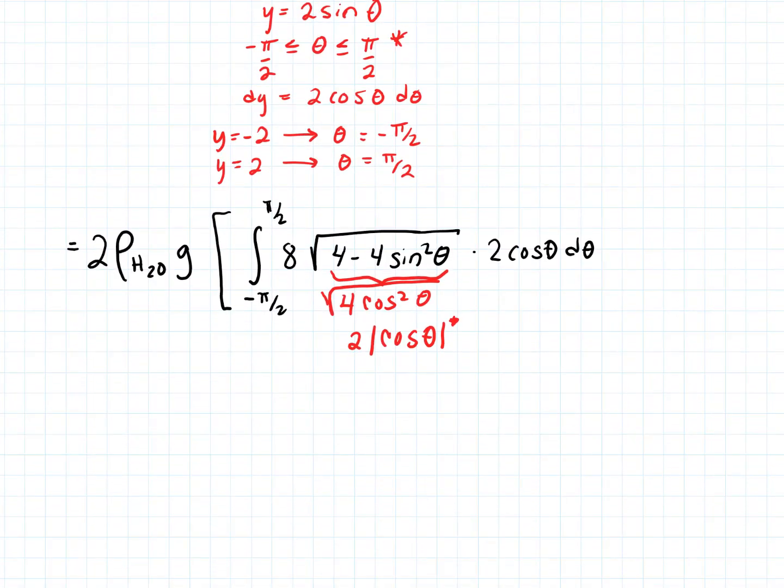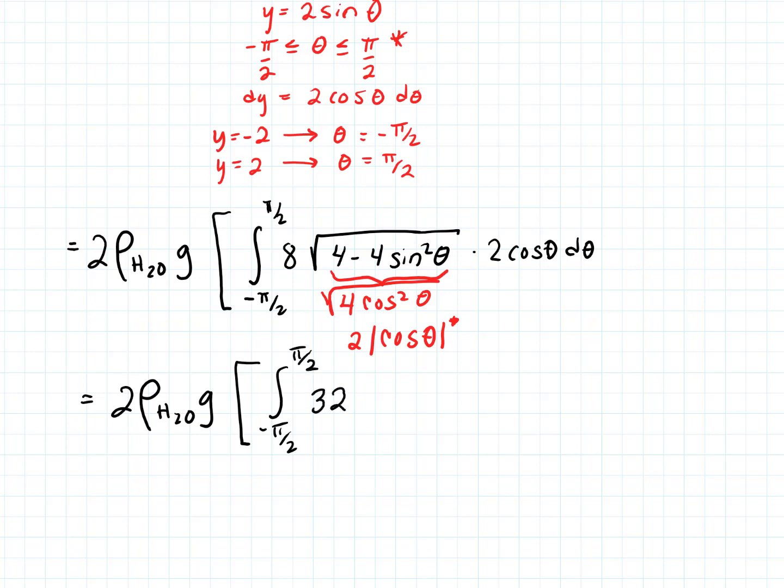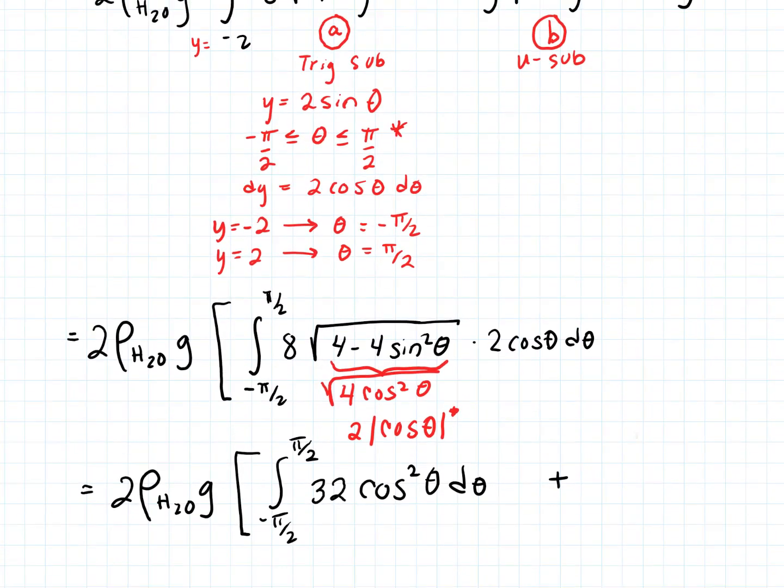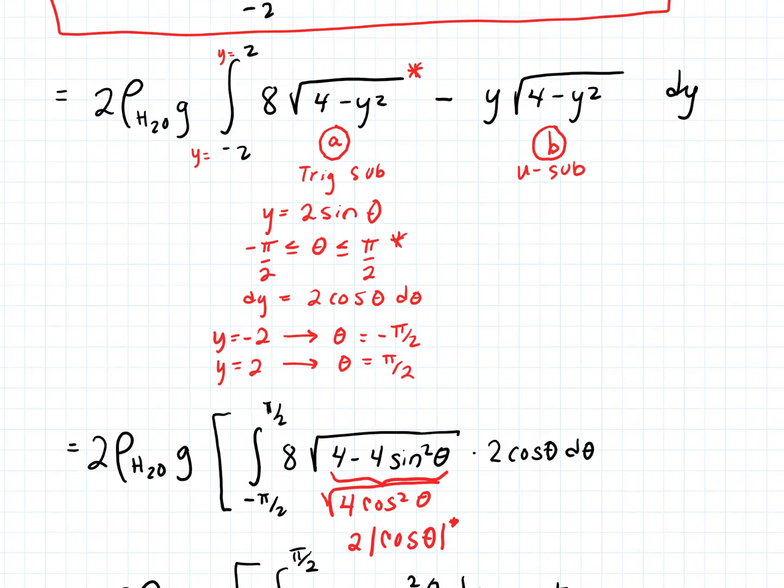So this ends up being 2 rho of H2O times gravity, and we end up with an 8 times 4, so integral from negative pi over 2 to pi over 2, this ends up being 32 cosine squared of theta d theta. All right, so I'm going to pause on that for just a second. We'll finish applying some trig integrals and finish that out in just a second, a trig identity on the cosine squared.